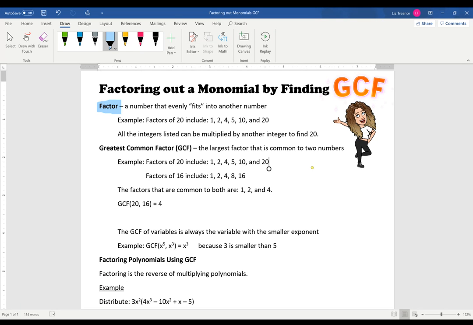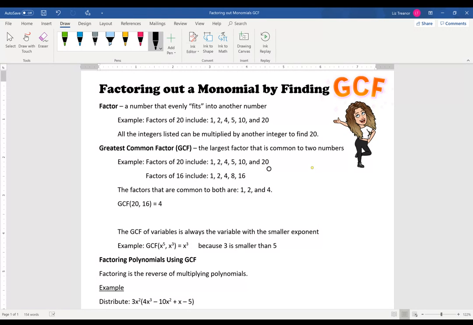So let's take 3 for example. If you do 3 times 6, you get 18. If you do 3 times 7, you get 21. But you can't multiply 3 by any number to get 20. So 3 is not a factor. Okay? Now the greatest common factor is the largest factor that is in common to two numbers.